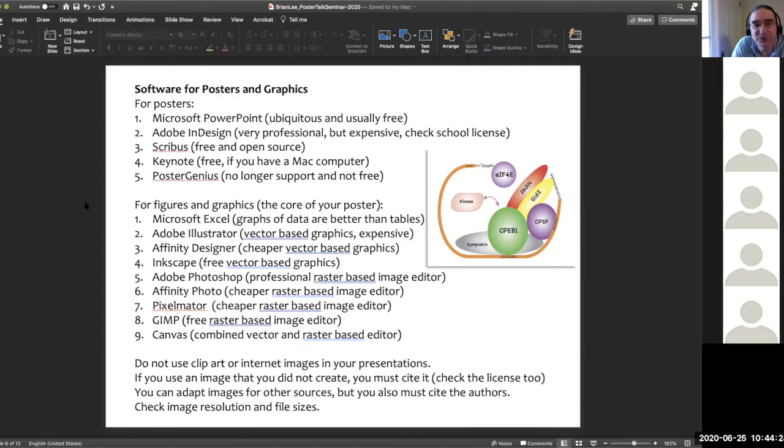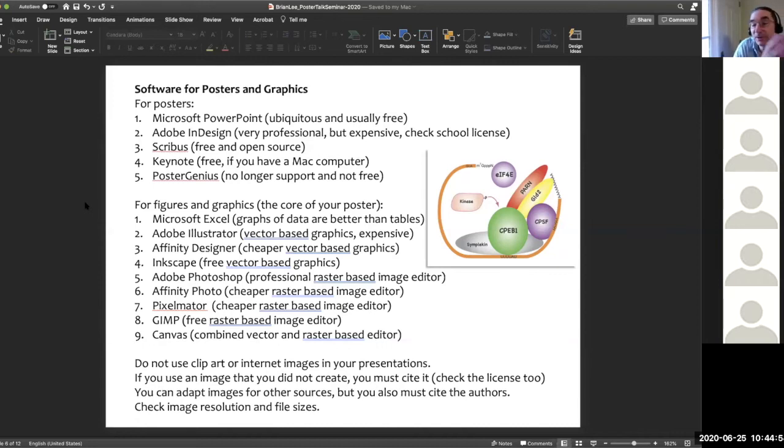Poster Genius is recommended by some people. I've not used that. It is no longer supported and it's not free. It's still available though. So if you know someone who's used that, you might try it out and see if you like it. So those are some programs for giving you the overall layout for your poster and organizing things in your poster and presenting it as we've been recommending.